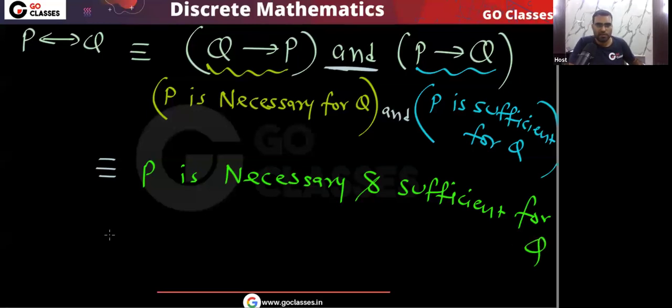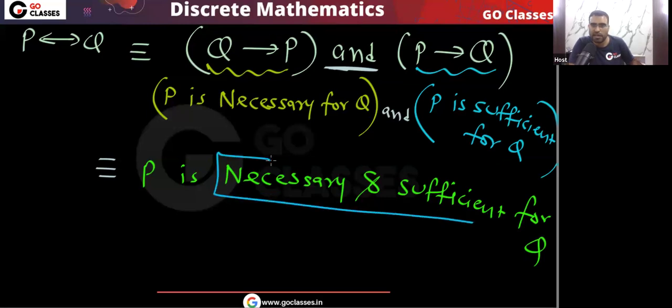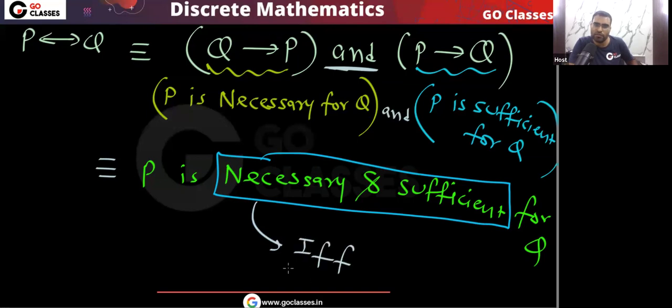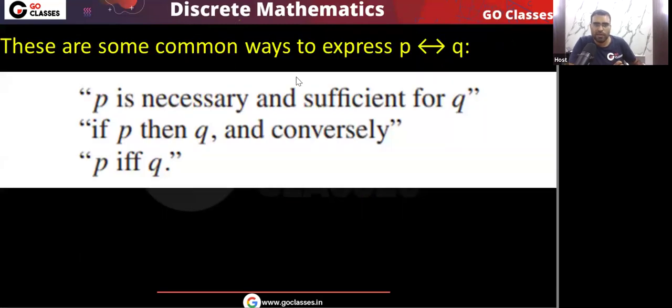Understood? That's it. Remember, necessary and sufficient is the same as if and only if. So this is our English interpretation. Finally, you can see P biconditional Q. How to read it? Very simple. P if and only if Q.